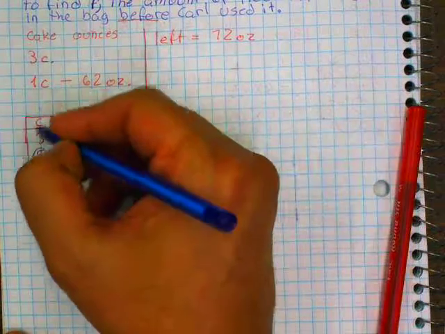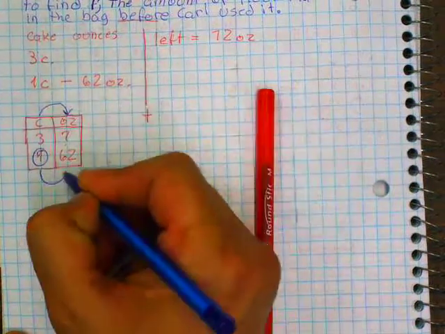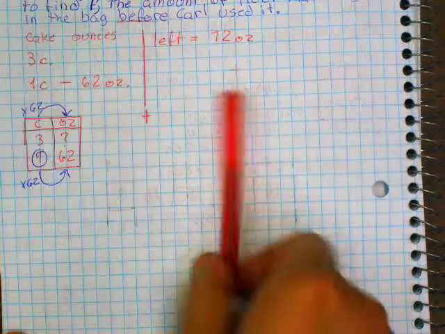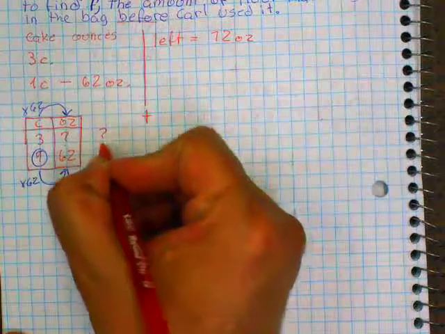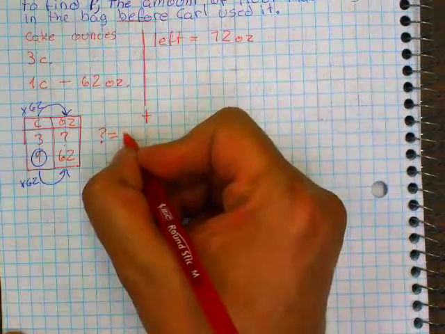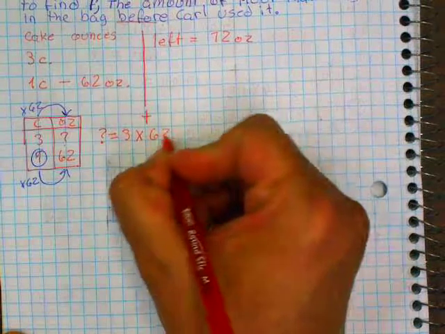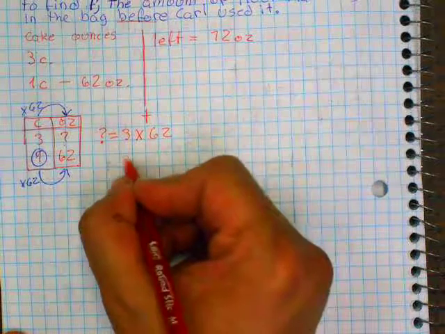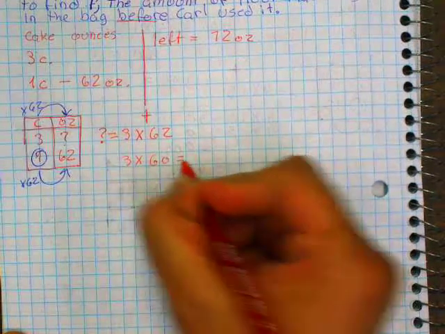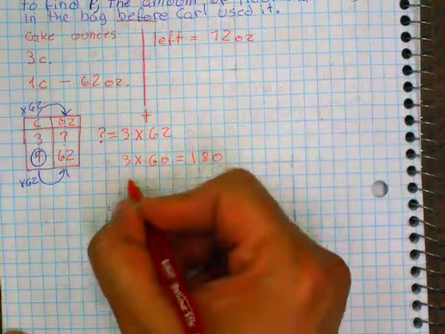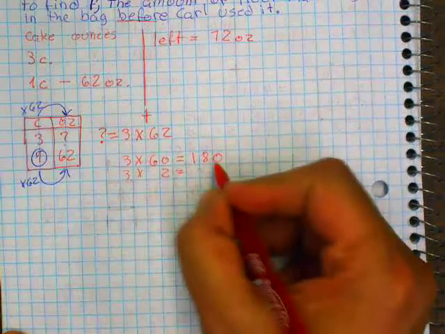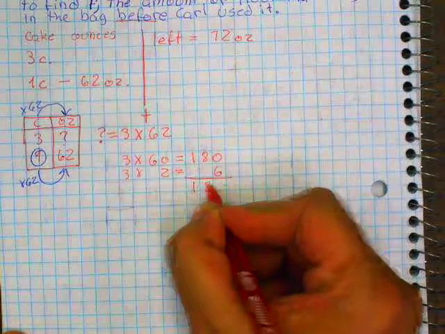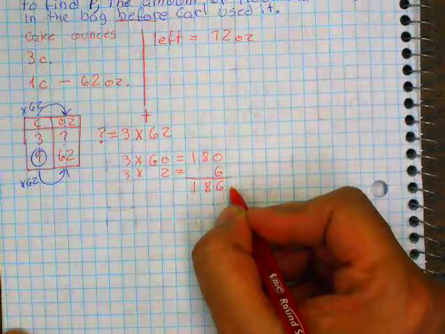So my relationship, how do I go from 1 to 62? Can I multiply 3 times 62? All right, so it's times 62. To figure out how many ounces he used for the 3 cakes, I need to multiply my 3 cakes times 62 ounces each. So let's break 62. 3 times 60 is 180. And 3 times 2 is 6. 180 plus 6 is 186. Ounces.